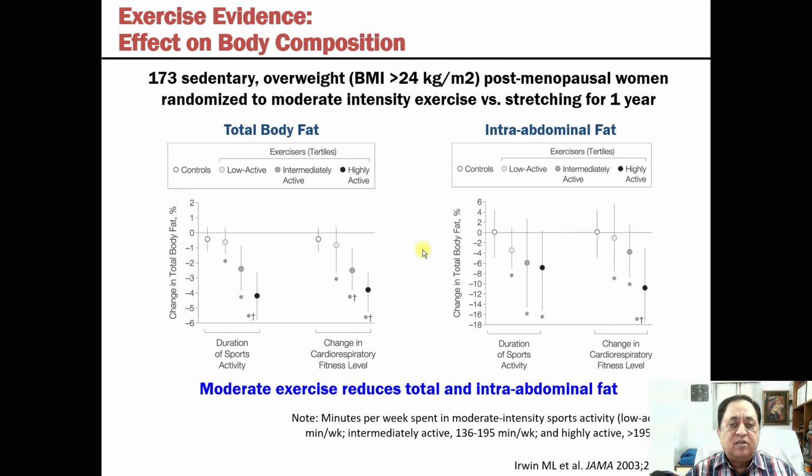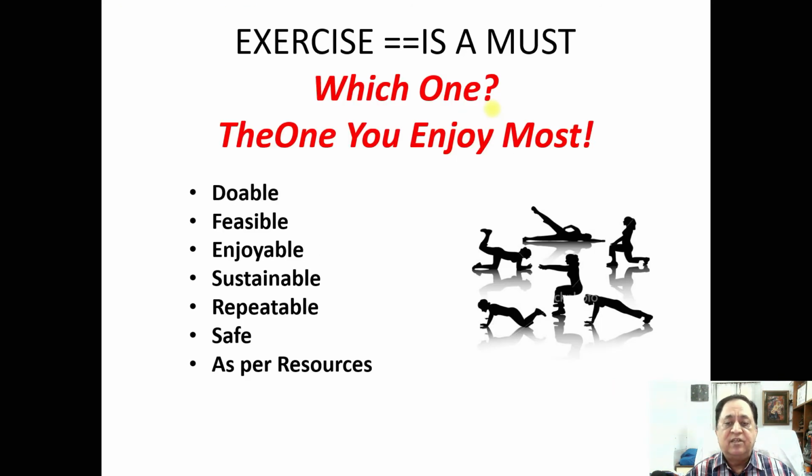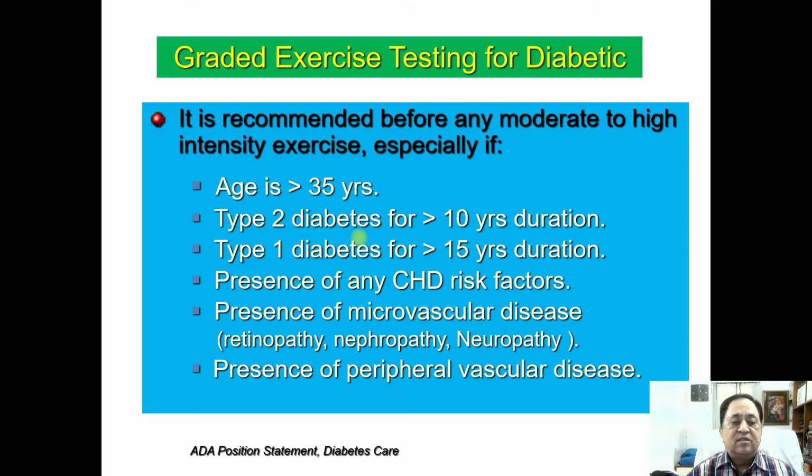So these were the patients, post-menopausal women, who were taken up in this particular small study, who were randomized to moderate intensity exercise versus just stretching for 1 year. So exercise now, what exercise, which one should be, this will be taken in the second module also in a little detail, but you have to keep in mind that exercise has to be doable, should be feasible, should be enjoyable, sustainable, repeatable, safe, and as per the available resources to the patient. These things I will be talking about in detail in the second module.